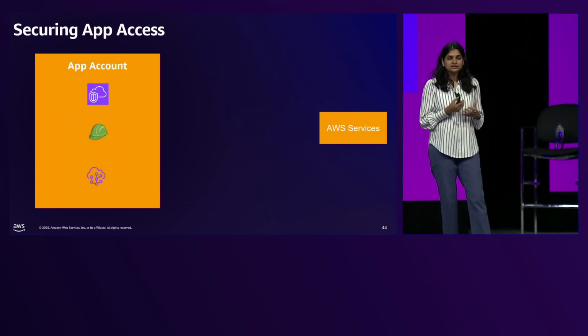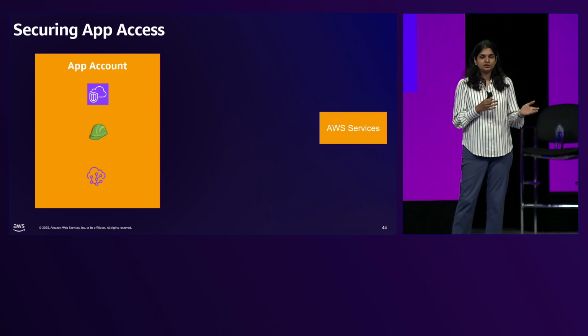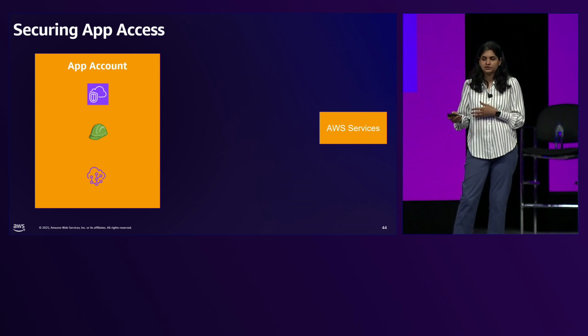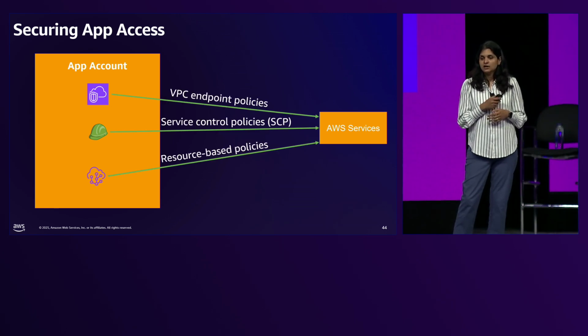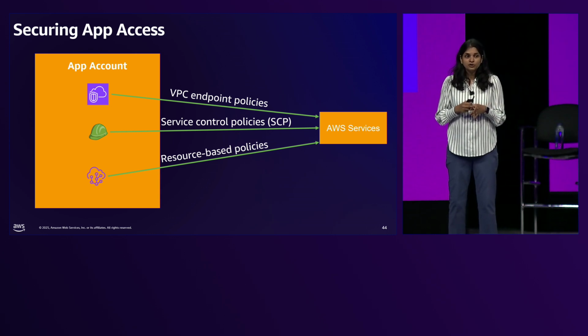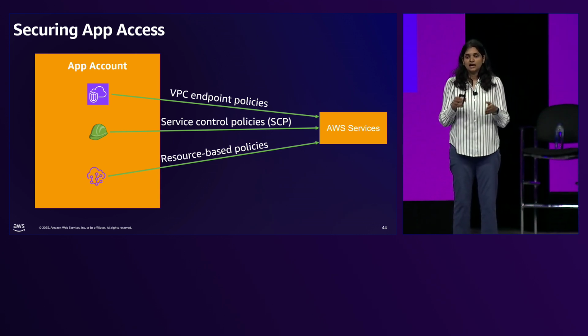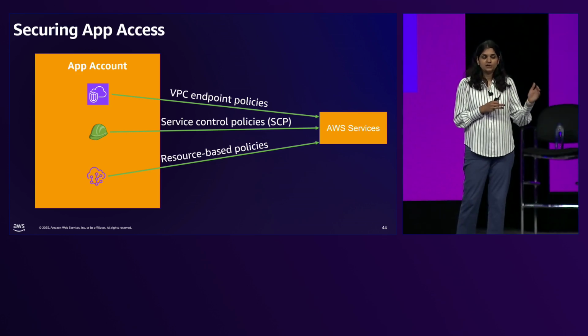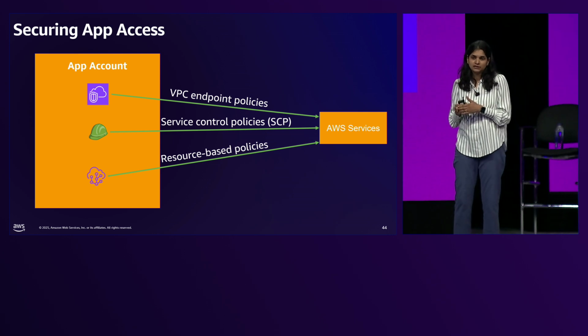Okay, so let's dive into how we secure these two different types of access. Now, securing application access in a centralized environment requires multiple layers of controls working together. At Block, we leverage 3 key mechanisms to ensure secure communication between apps and services. First is VPC endpoint policies. These policies control what services and what actions are allowed within the VPC. They also ensure that the traffic between apps and services follows the expected network and follows a least privilege path.